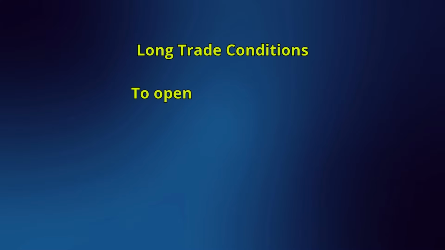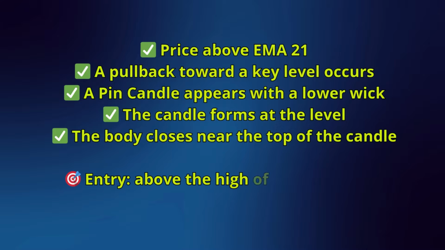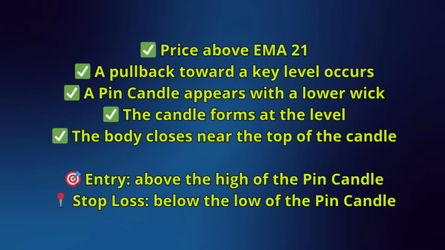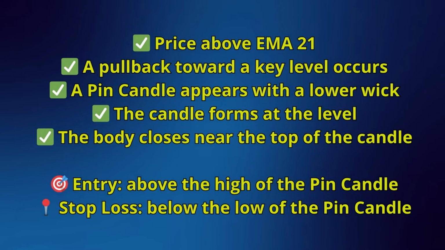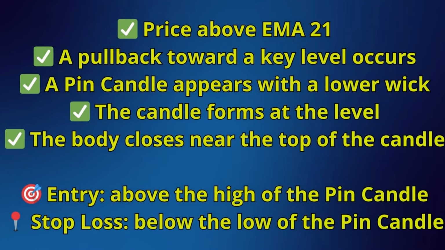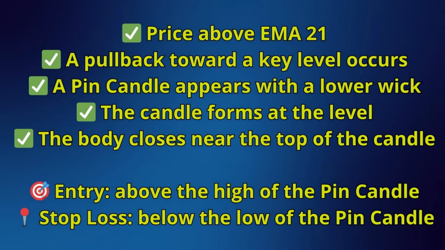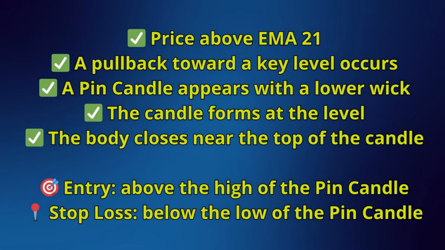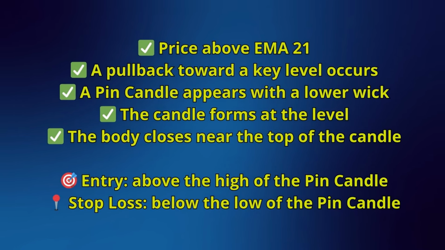Let's detail the exact conditions required to open a long position. Remember, all these points must be met. First, the price must be above the EMA 21 to confirm an uptrend. Second, a pullback to a key level must occur. At that level, a pin candle must appear with a lower wick, and its body must close strongly near the top. If the signal is valid, the entry is placed just above the pin candle's high, and the stop loss is placed securely below its low.